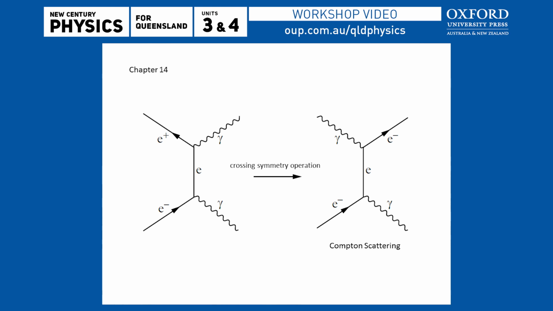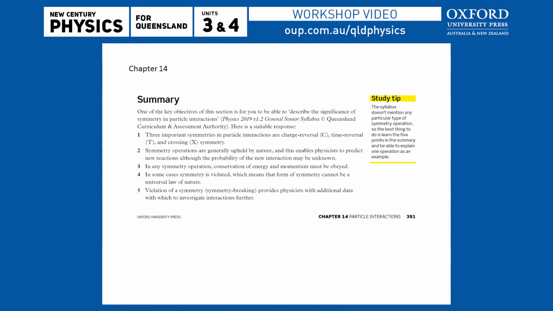One of the teachers, who's a bit of a whiz with his Feynman diagrams, said the syllabus doesn't really show what Feynman diagrams were for. They're for scattering amplitudes; all these things are to do with scattering amplitudes and probability theory. Look, this is what I've written for the kids. I've said here, the syllabus doesn't mention any particular type of symmetry operation. And I said, if I were you, I'd learn those five points by heart, right?